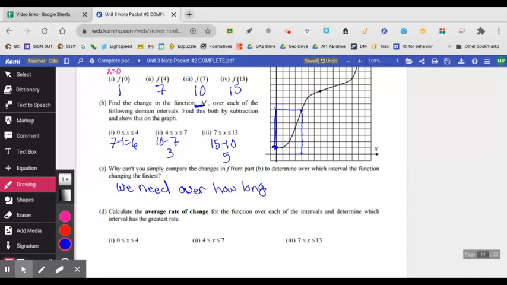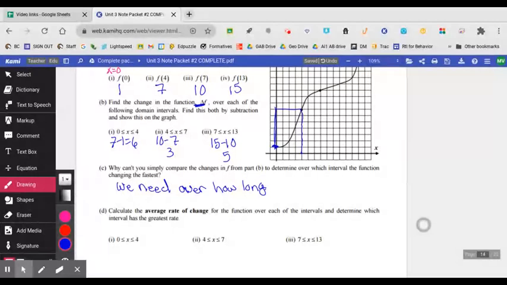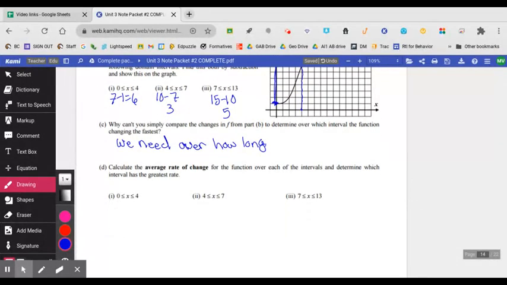So in order to find the average rate of change, we're going to do that change in f over change in x, or change in y over change in x. We can do that by doing our change in f, which was 6 that we found, over how much x changed, which is 4. So that's 3 over 2. This is 3 over 3, which is 1. And then 7 to 13 is 5 over 6. So the beginning part is when it had the largest rate of change.